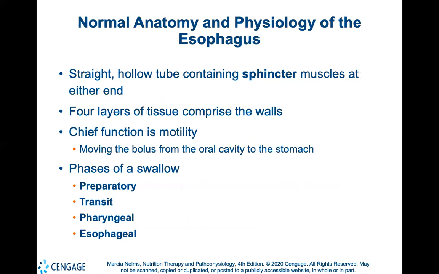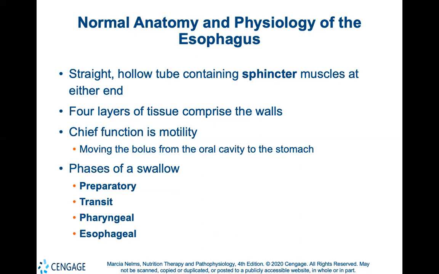The esophagus is a straight hollow tube approximately 25 centimeters long and 2 centimeters in diameter. The esophagus has a sphincter muscle at each end. Walls of the esophagus consist of 4 layers of tissue. The inner layer is the mucosa, which is made of stratified squamous epithelial cells. The next level is the submucosa, which contains secretory cells that produce mucus to facilitate movement of the bolus during swallowing. The muscle layer consists of both longitudinal and circular muscles that coordinate movement of the food bolus by alternately contracting.